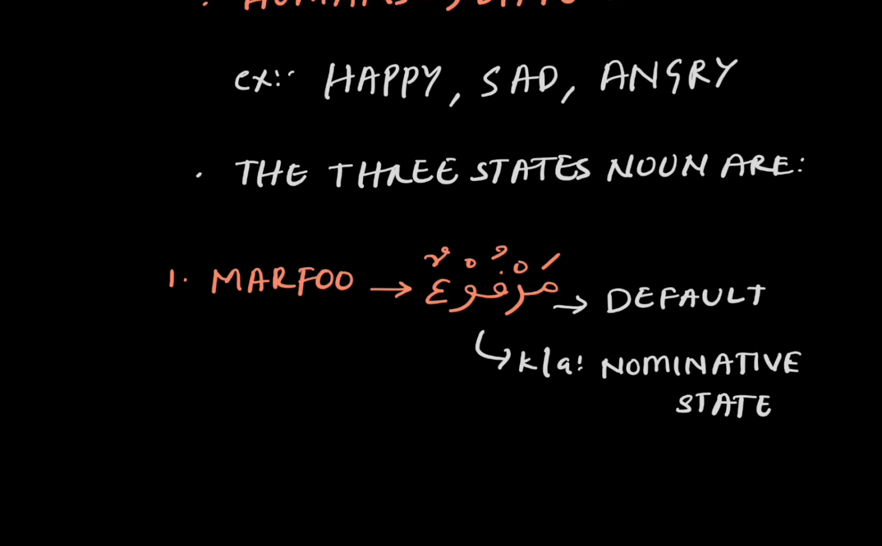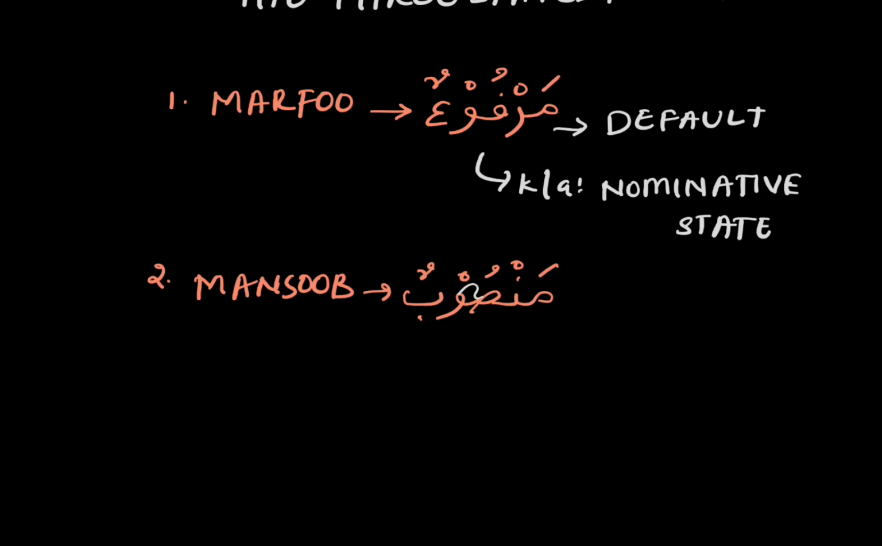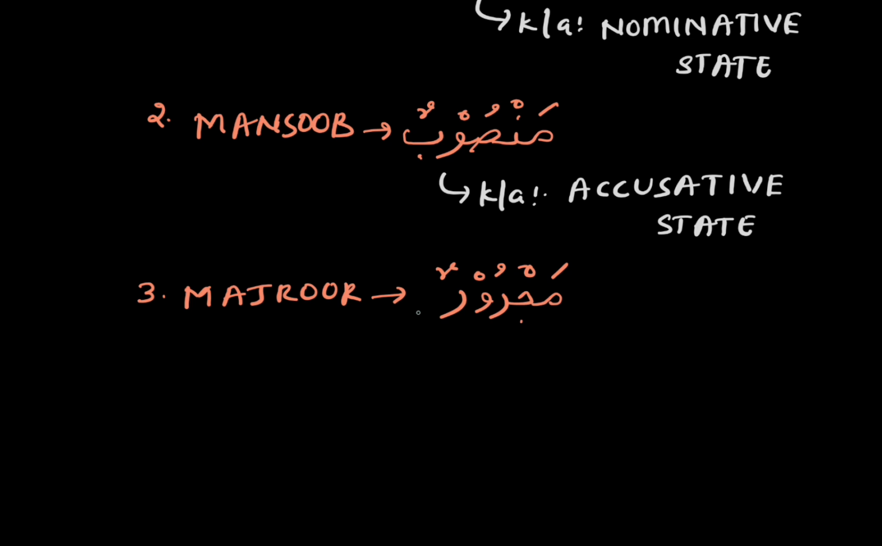Now coming to the second state of a noun. The second state of a noun is mansub, mansubun. Mansub is known as the accusative state. And the last state is majroor. The last state of a noun is majroorun, and it is known as the genitive state.